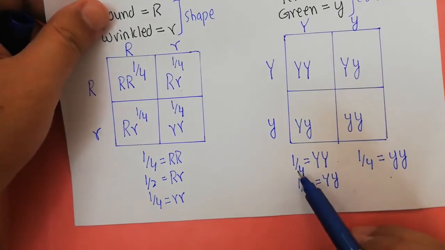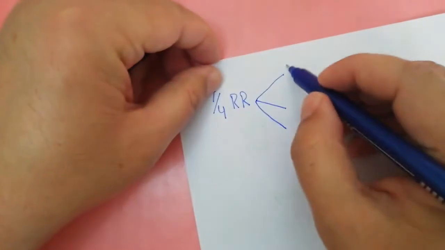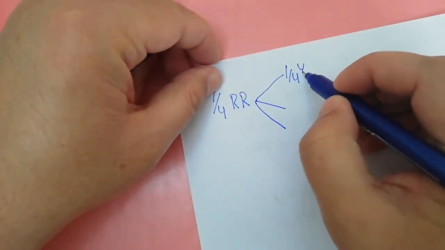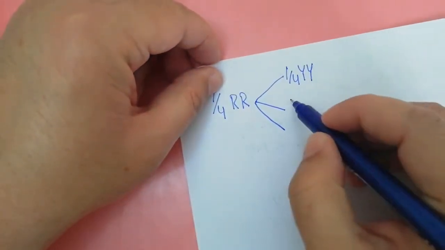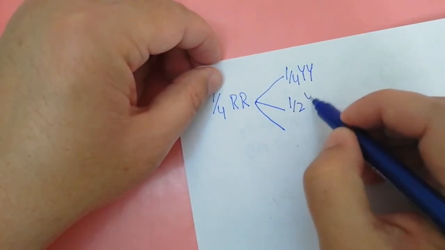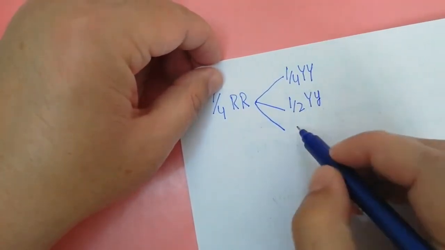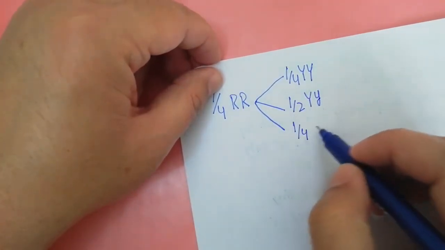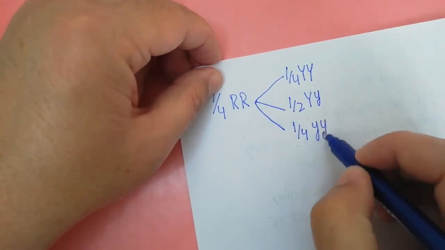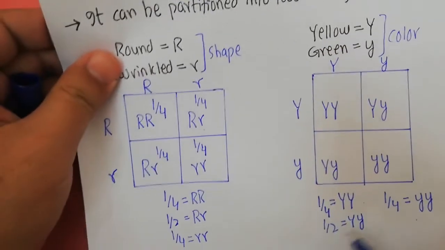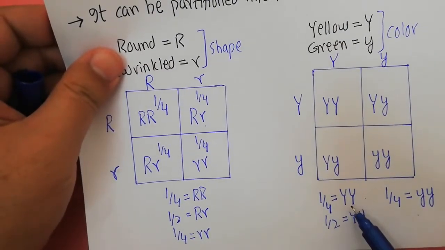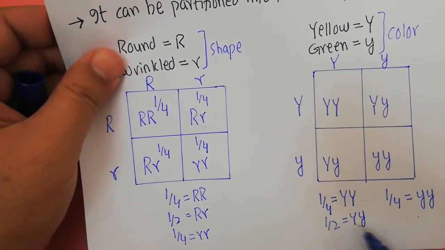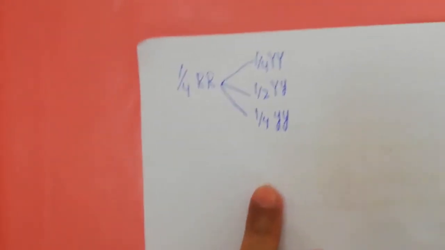So if you see this one, 1/4 of them are capital Y and capital Y. Half of them are capital Y and small y, and 1/4 of them are small y and small y. If you talk about this monohybrid cross, we are getting 1/4 capital Y, half of them capital Y and small y, and 1/4 of them small y and small y.